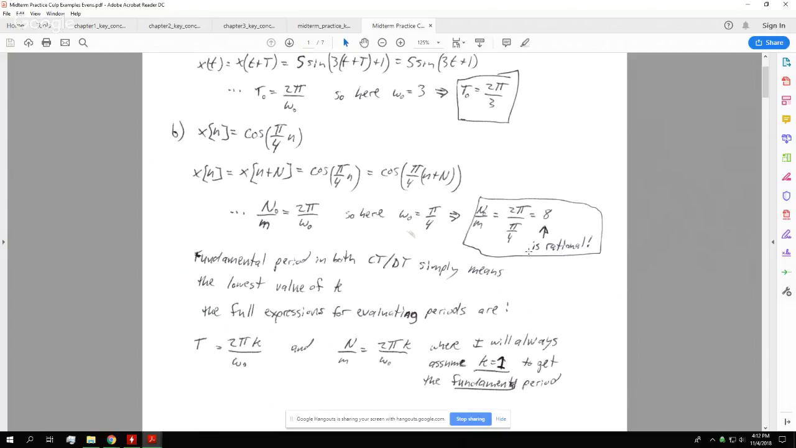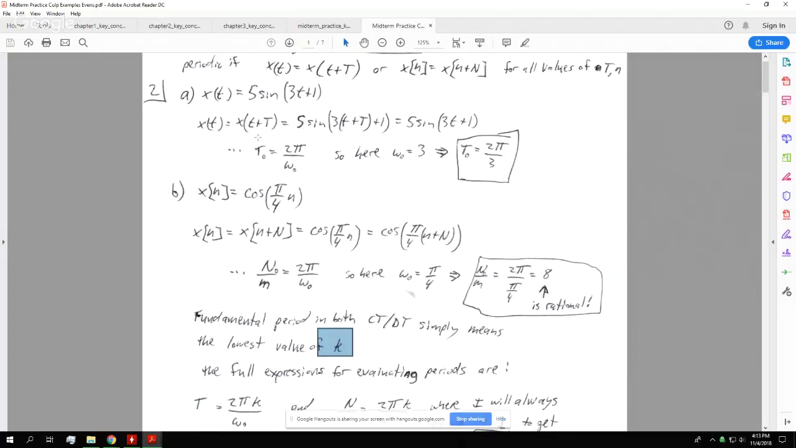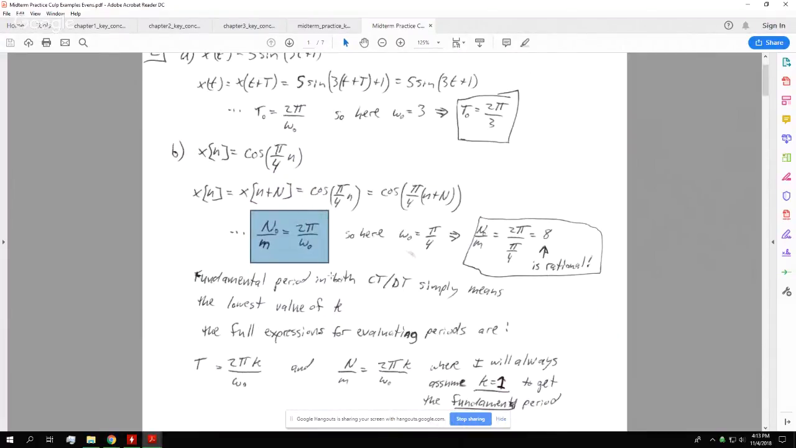I would explain aliasing right now, but I don't want to jump ahead if we're going to be learning it later in the semester. One other note for this problem is the fundamental period, as opposed to just a period, in both continuous time and discrete time simply means that there's the lowest value of k. And you're probably wondering where's this value of k? Well, up here when I gave you the formulas for period and down here for discrete time, I assumed that k was equal to 0, and that would give me the fundamental period, as opposed to some other period.